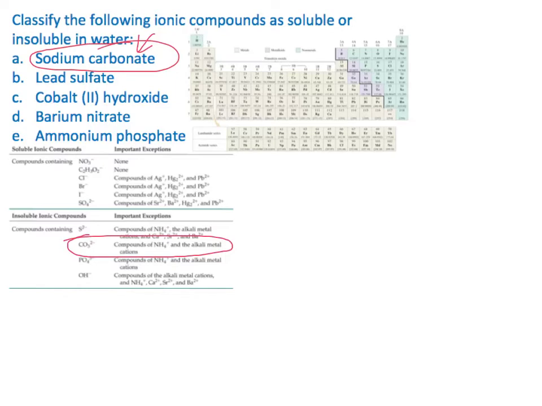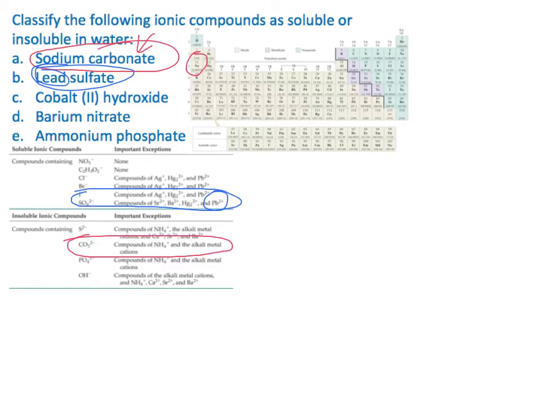Sodium is actually in group 1A, right? So it is an alkali metal cation, and so sodium carbonate is therefore soluble. The next one we look at is lead sulfate. With lead sulfate, we can look at our chart and see that all sulfates are going to be soluble unless they have strontium, barium, mercury, or lead. We have lead here, and so this compound is therefore insoluble.